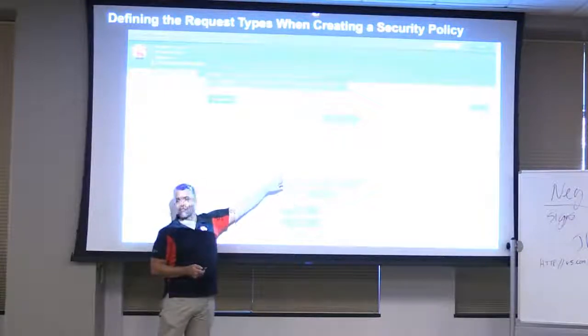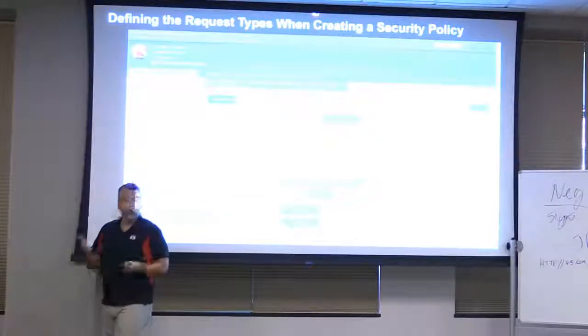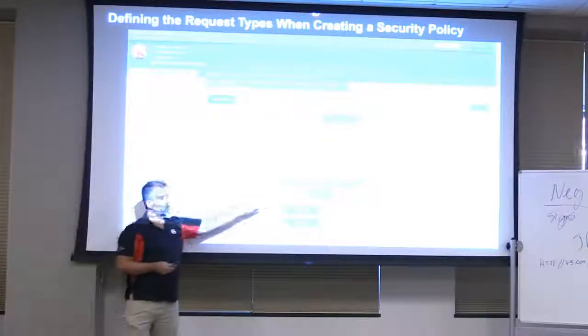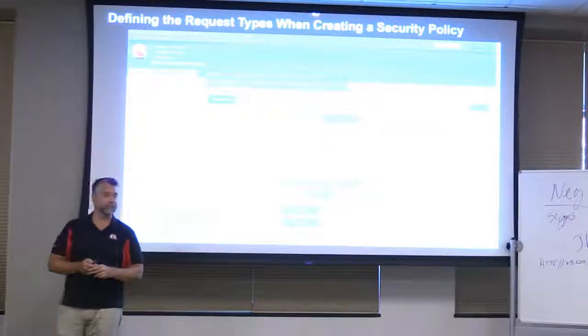Both of these can be changed later after you've created the policy. You can add more IP addresses if you want. You can remove IP addresses, and you can change the learning speed if you want as well. I just showed you that on the last screen.